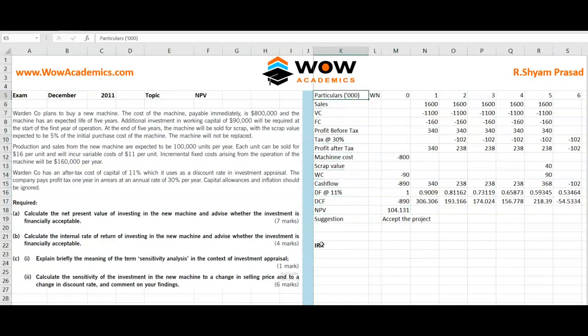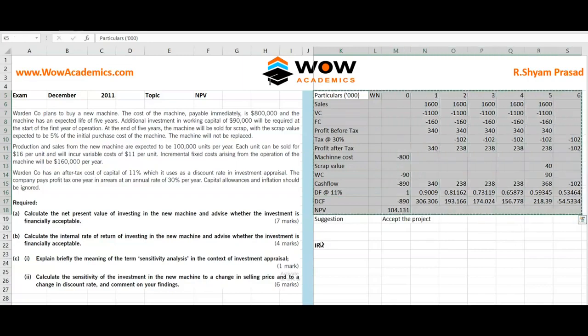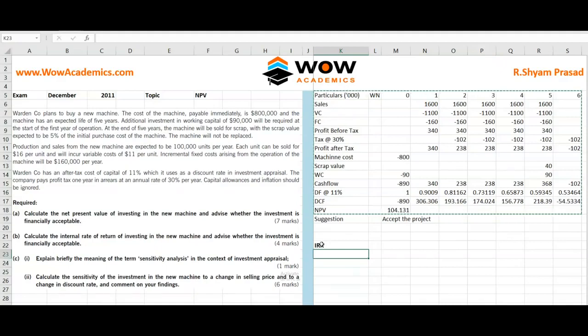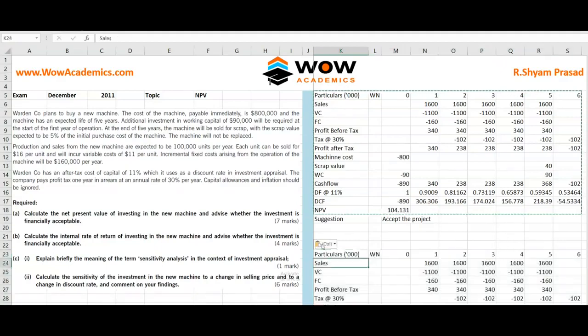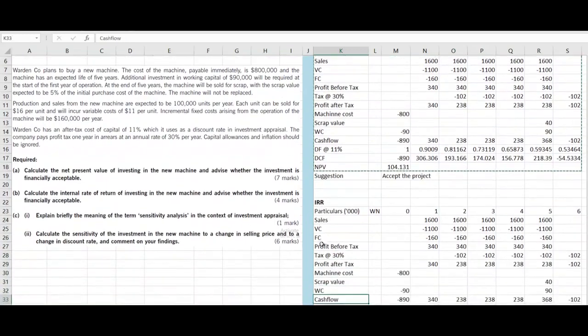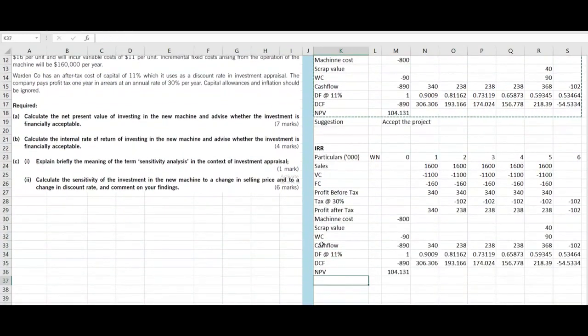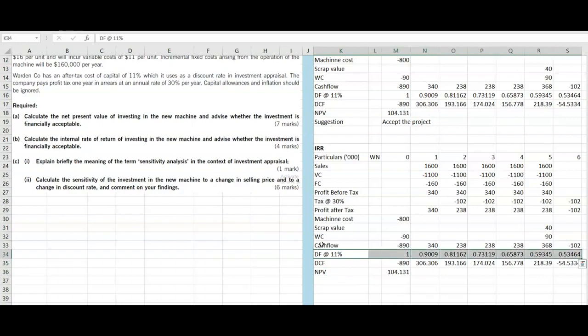So we'll copy this entire table, okay, except for the suggestion. We'll copy the entire table and we'll again reproduce it. Okay, because if you're going to copy half of it, then you might not get the values properly. So it's better to get the full table and copy it. So you just have to focus on only one line here. Okay, the line is the discount factor line.